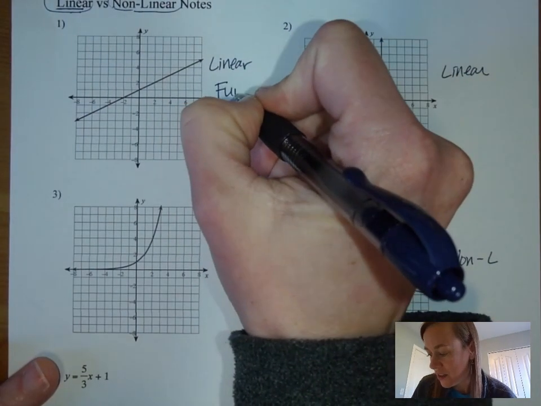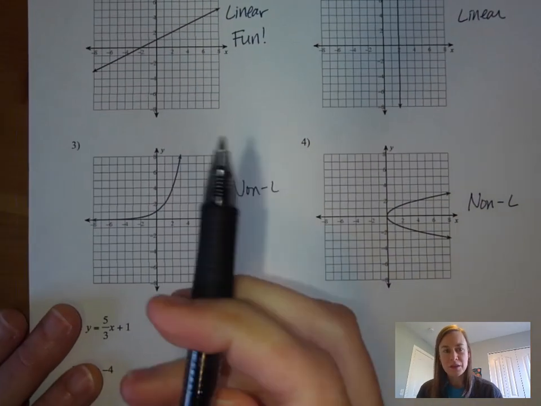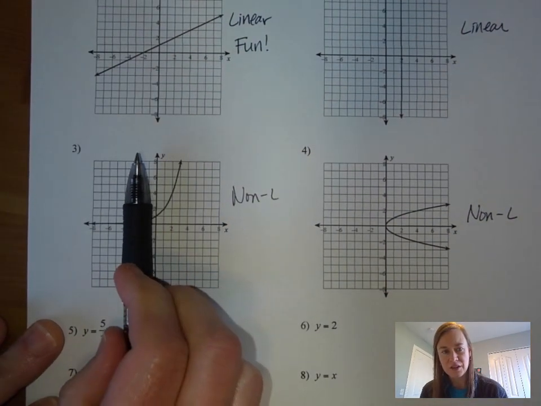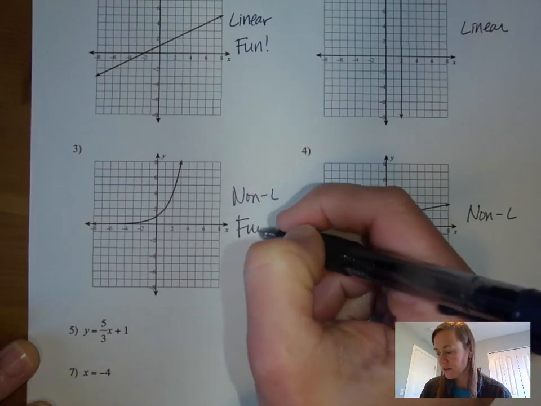I'm just going to say fun. Okay. Now what about, let's do this one next. What if I set my pen down? Doesn't really matter where I set it down. It only crosses the graph one time, right? Okay, so this one is also a function.